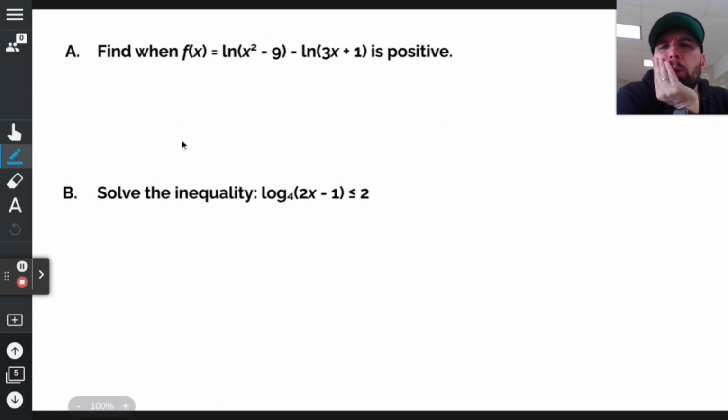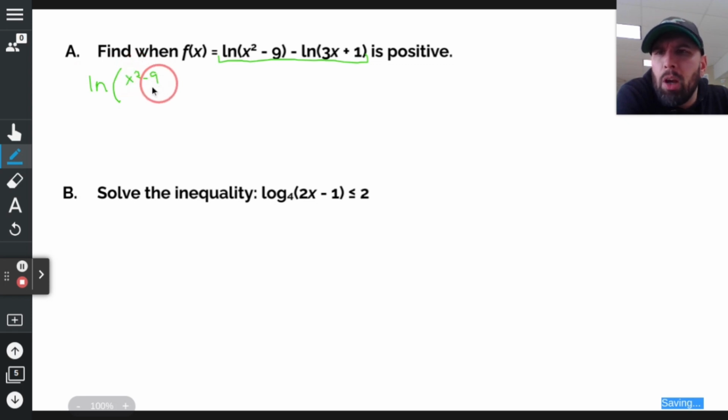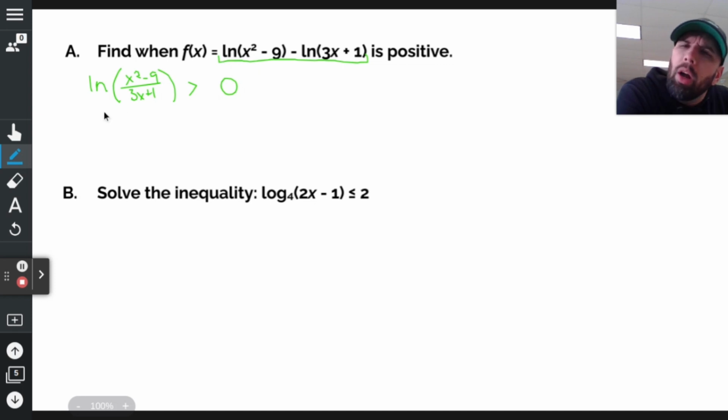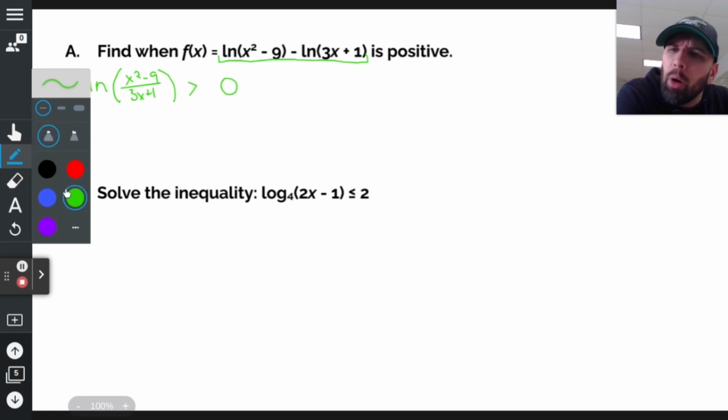All right. Well, I saw a problem like this on slide number 2. So, ln's, I wonder if I can combine those. Oh, I can. So that's going to leave me with ln of x squared minus 9 over 3x plus 1. And I care about when all of this is positive, so greater than 0, not greater than or equal to. Greater than 0. What I'm going to do is e to the both sides.